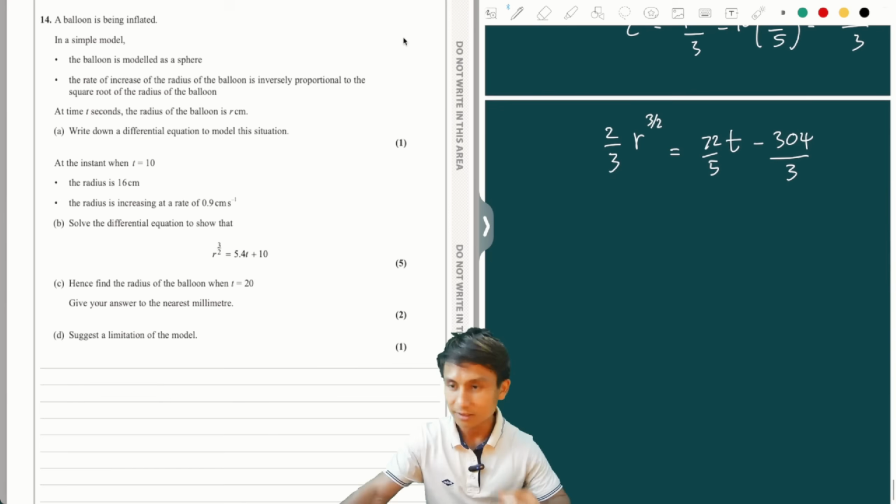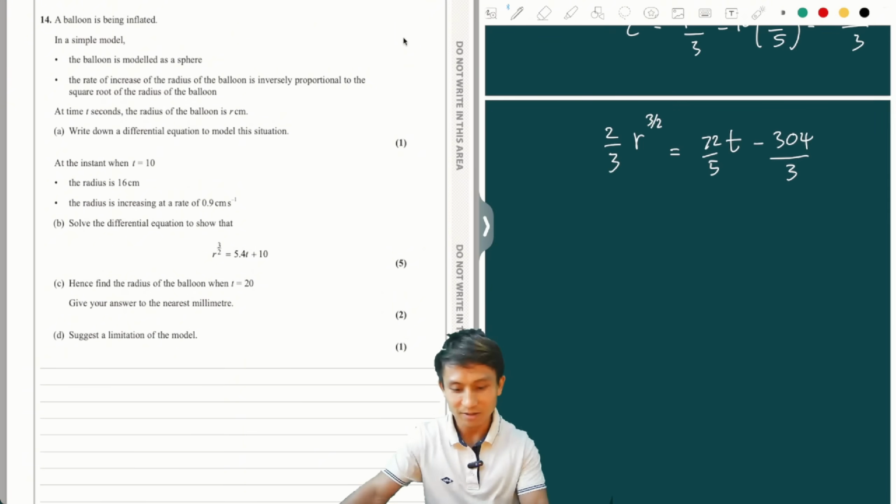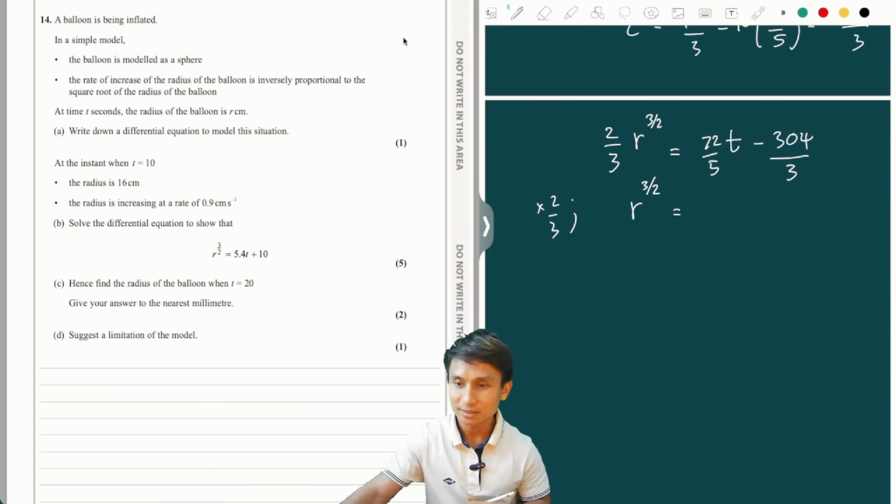Yeah, I'm just checking. Okay, so how are we going to simplify this? Well, something tells me that if we multiply every side by 2 over 3, we're going to get there. Let's do that. So we get r to the 3 over 2 as a subject. Yeah. And then 2 over 3.